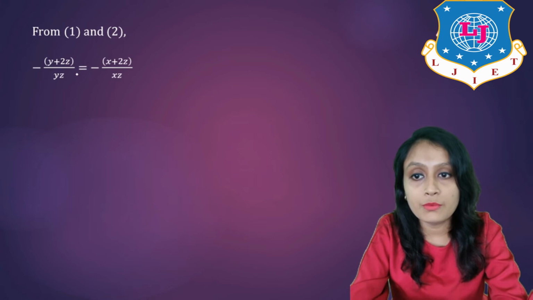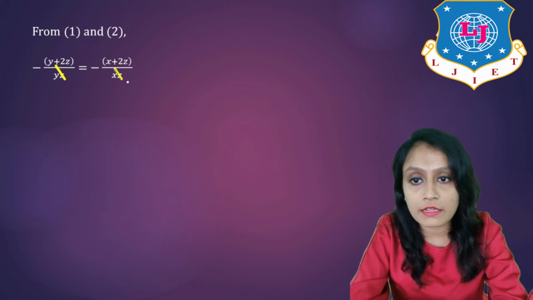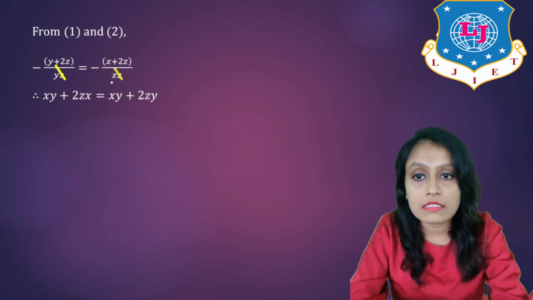Now we have to equate equation number 1 and 2. On equating you will get minus (y plus 2z) upon yz is equal to minus (x plus 2z) upon xz. Okay, so this z will get cancelled. Next, this minus will get cancelled, and this x multiply here and y you have to multiply here, right? So you will get xy plus 2zx is equal to xy plus 2zy. Next, this xy will get cancelled, so what will remain is x is equal to y.